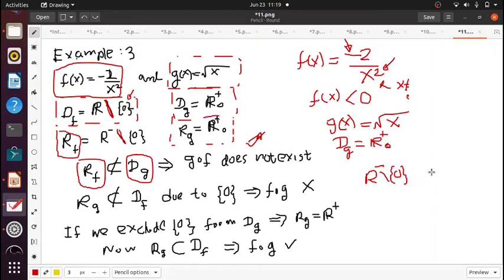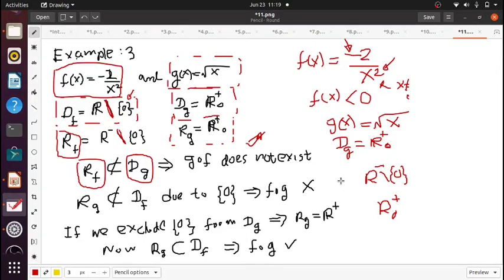What about the domain of g? The domain of g is R plus, including 0. So the domain of g includes all the positive values. The range of f includes all the negative values, right? Therefore there is no intersection between these two sets. That means no common elements.